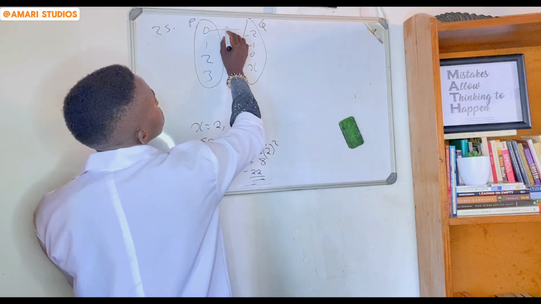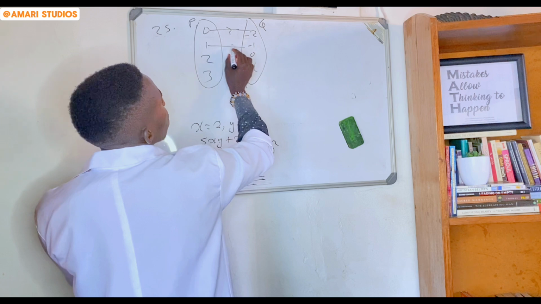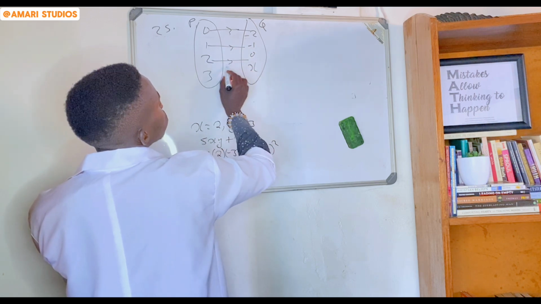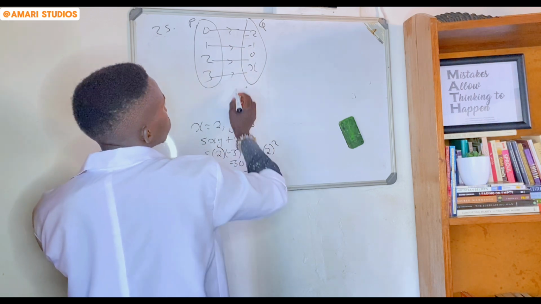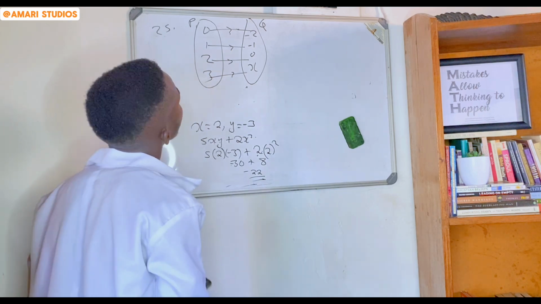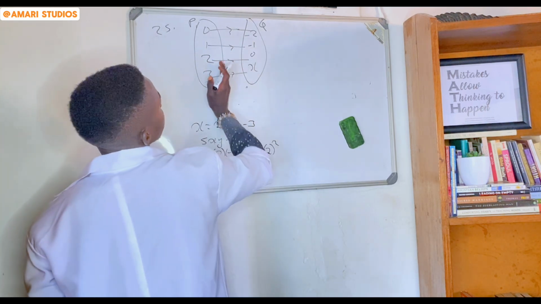Now, 0 is mapped onto negative 2, 1 is mapped onto negative 1, then 2 is mapped onto 0, then 3 is mapped onto x. The question is saying find the value of x. So Q is the output, then P is the input.